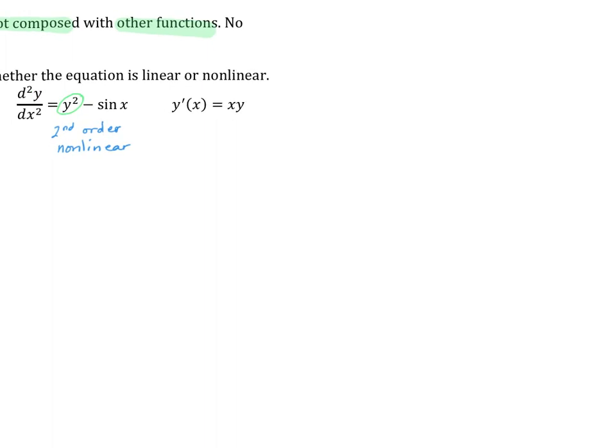This last differential equation has a first derivative as the highest order, so that would be first order. And then on the right-hand side, you see x times y. This is actually linear. To be nonlinear, y has to be composed with another function. X is not a function, it's the independent variable. So there are no products or quotients of y or its derivative. So this is actually linear because y is not a product with another function. It's a product with the independent variable x.